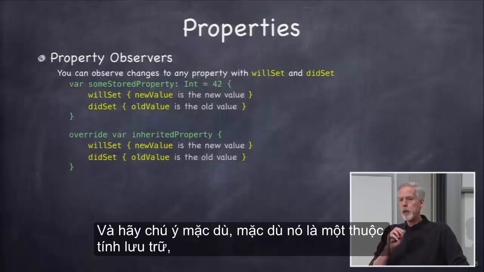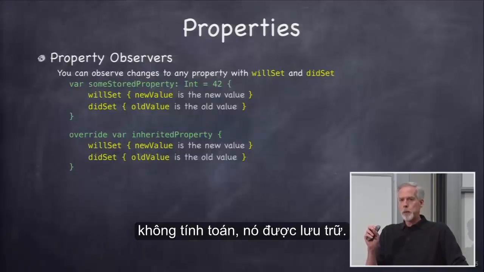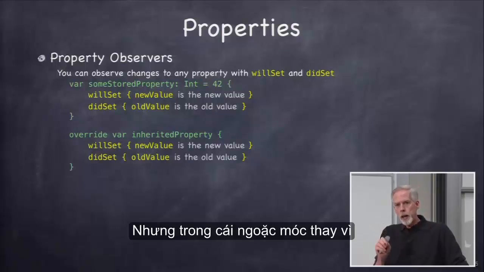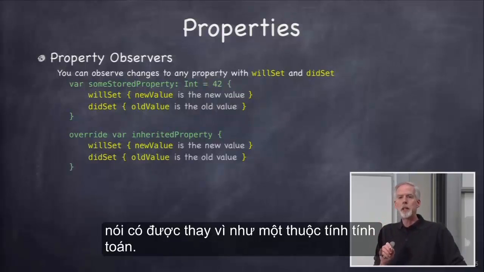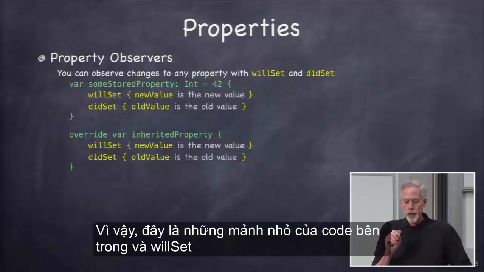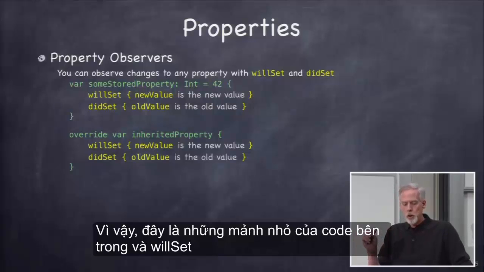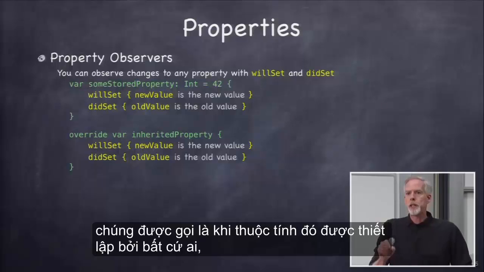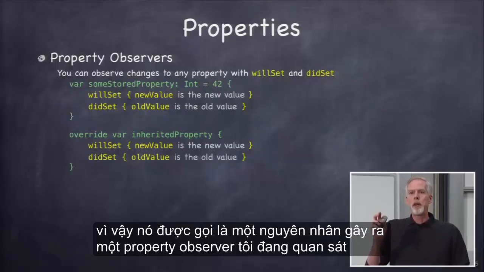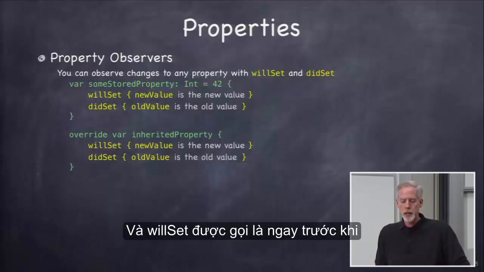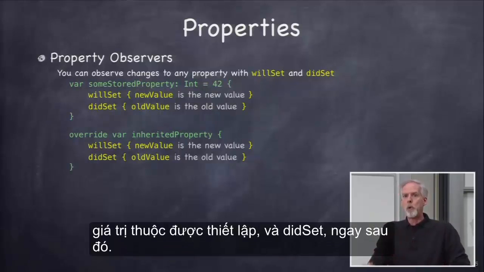And notice though, even though it's a stored property, not computed, I still put a curly brace after it. But in that curly brace, instead of saying get and set like a computed property, I say willSet and didSet. These are little pieces of code that get called when that property gets set by anybody. It's called a property observer because with this code I'm observing this thing being set. The willSet is called right before the property's value gets set, and the didSet right after.